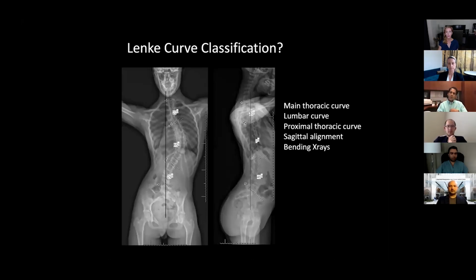So that's our next question. How do we classify this curve based on the main thoracic curve size, the lumbar curve and proximal thoracic curve flexibility, the sagittal alignment, whether they are kyphotic or not, and then those bending x-rays?